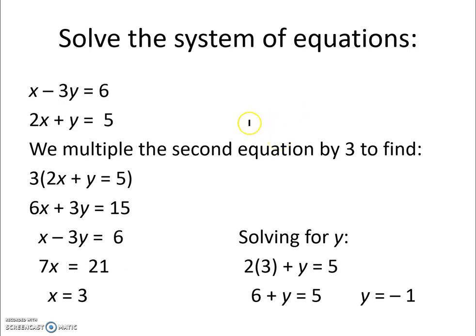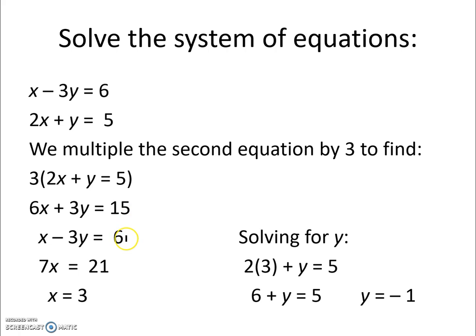Continuing on with the idea of solving systems of equations by elimination, we have two equations. One is x minus 3y equals 6, and the other one is 2x plus y equals 5. We multiply the second equation by 3, and when we do that, 3 times 2x is 6x, 3 times y is 3y, and 3 times 5 is 15.